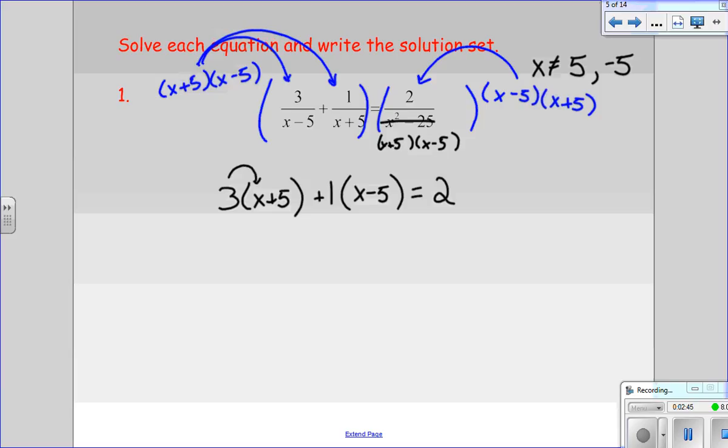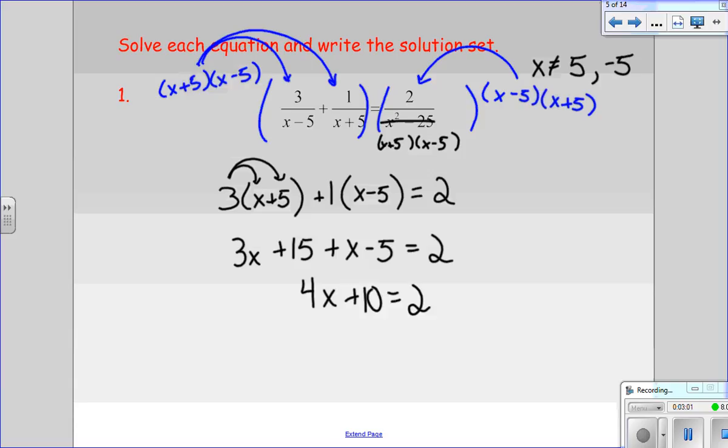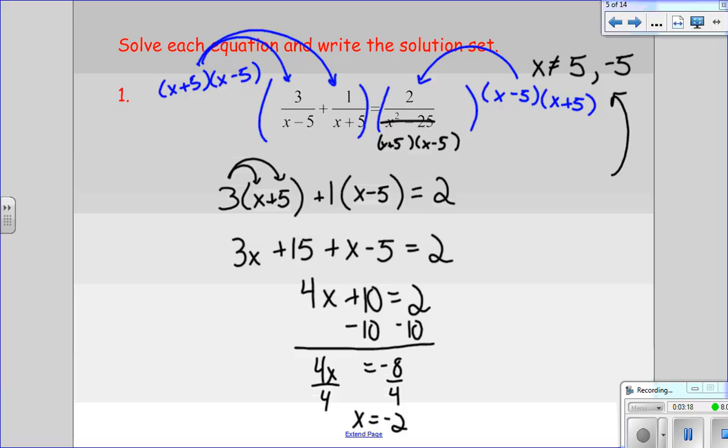We get 3x plus 15 plus x minus 5 equals 2. Then we have a linear equation. So let's combine our like terms. 4x plus 10 equals 2. Subtract 10 on both sides. So 4x equals negative 8. And we divide each side by 4, so we get x equals negative 2. So let's check our restrictions. Negative 2 was not restricted, so we have our solution, negative 2.